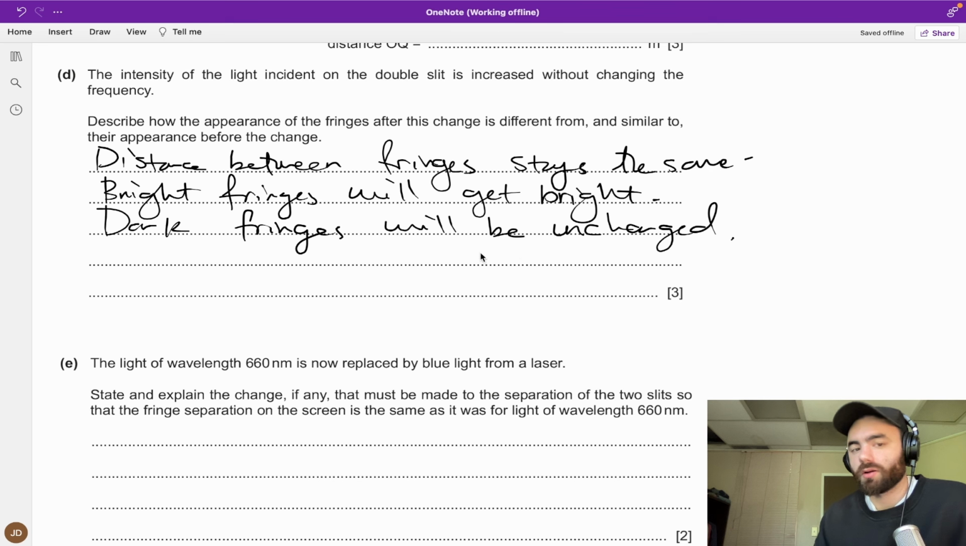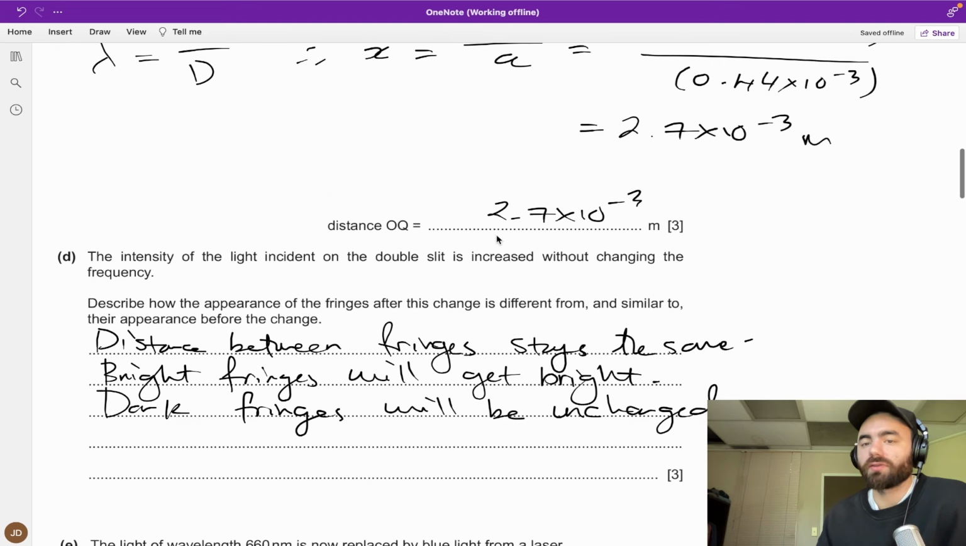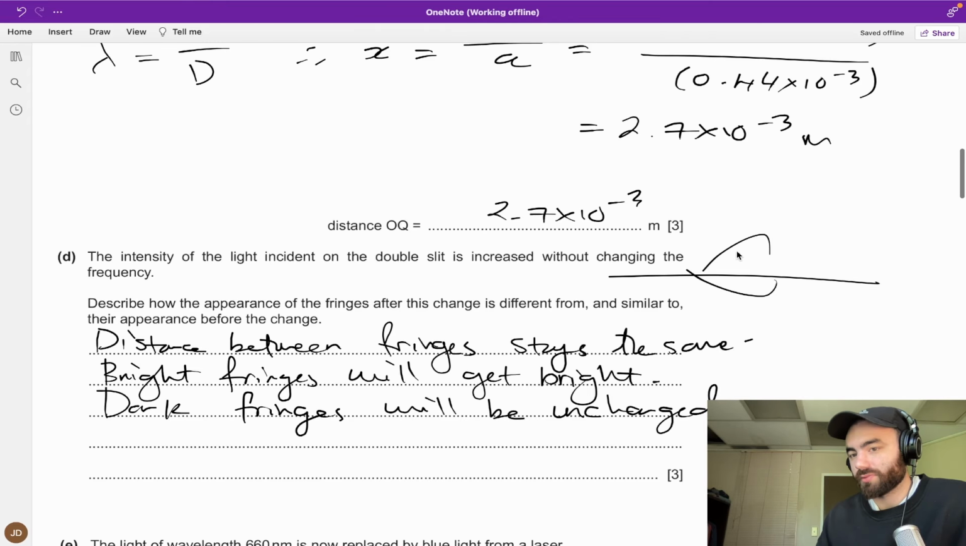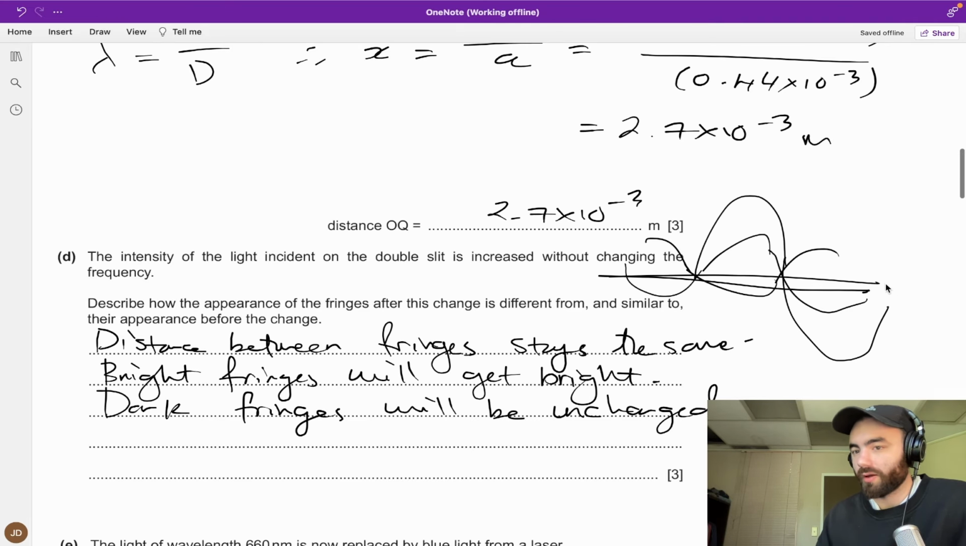Why would the dark fringes be unchanged? Well, because they're destructively interfering. So at a dark fringe, we have a destructive interference between the waves. Right? And they're cancelling out. So it doesn't matter how big they both are. If the amplitudes are really big, but they're both really big by the same amount, then they're still going to cancel out to 0.